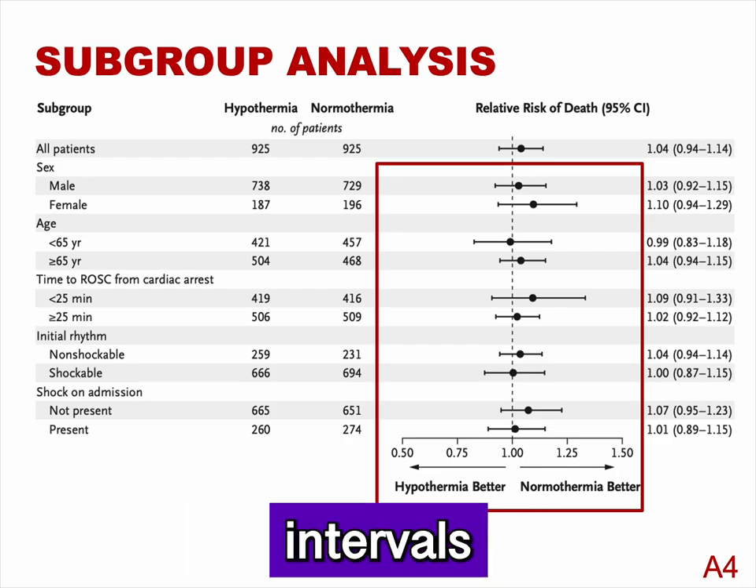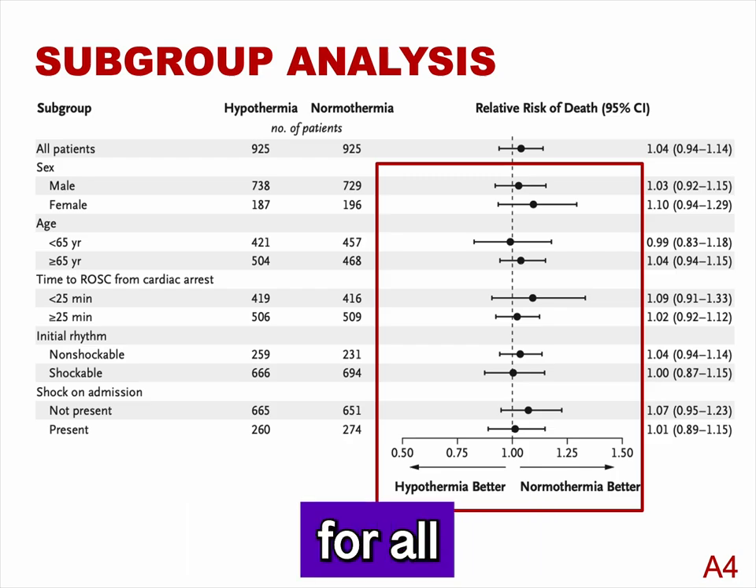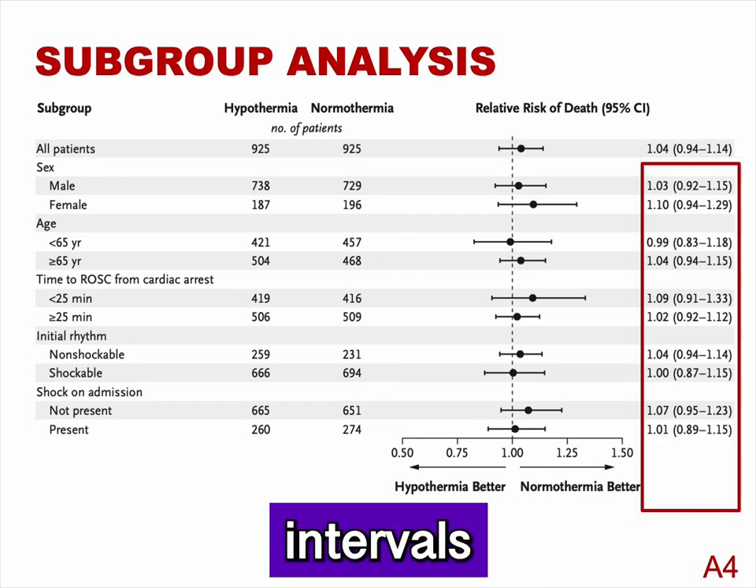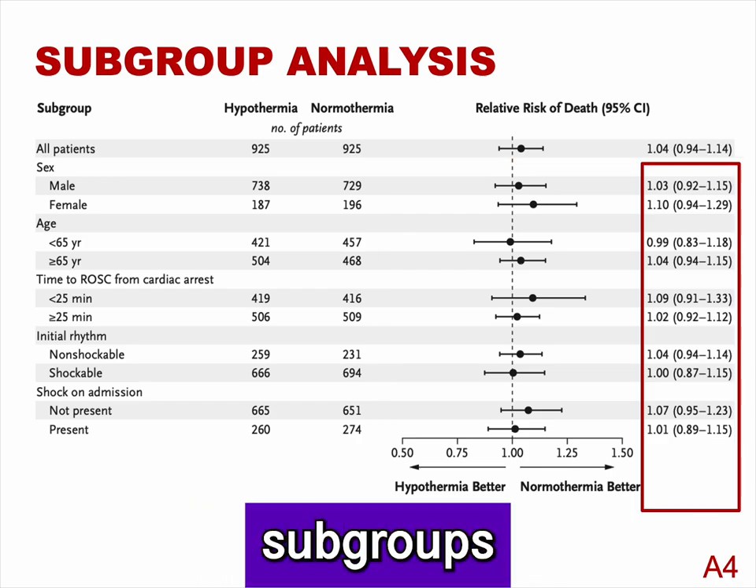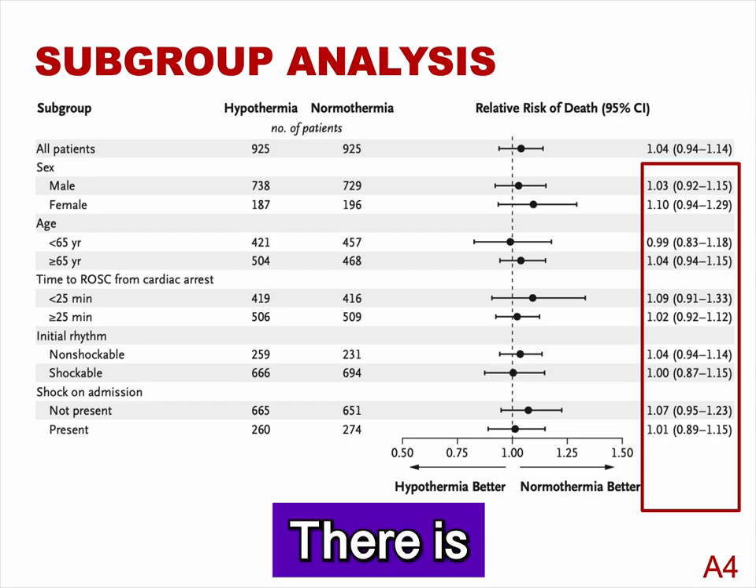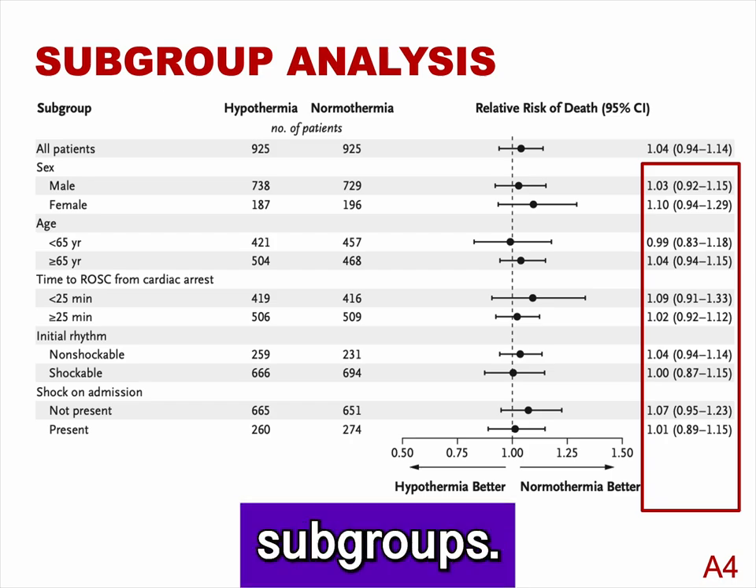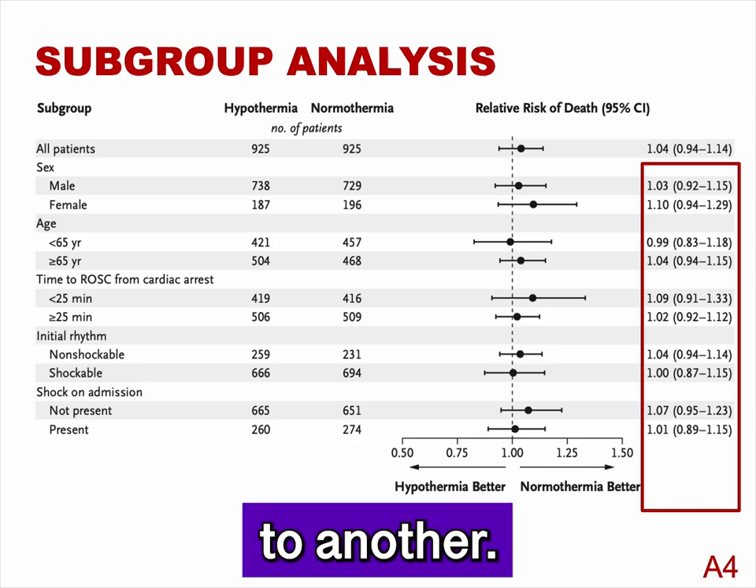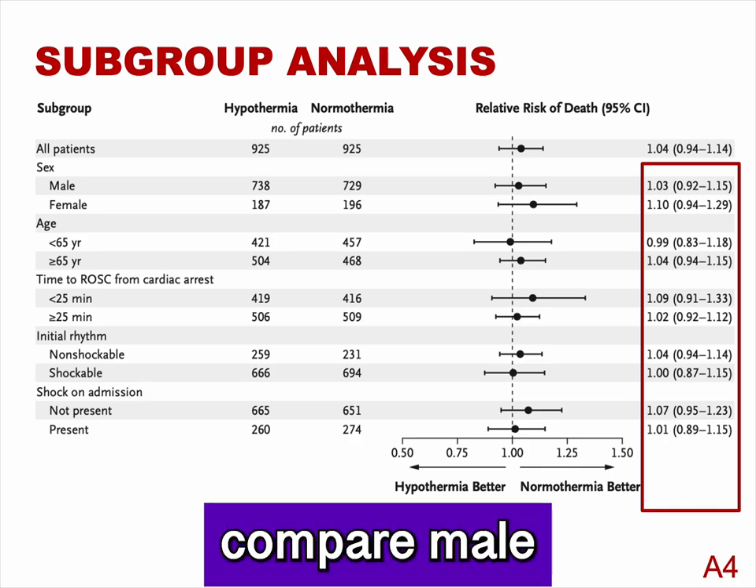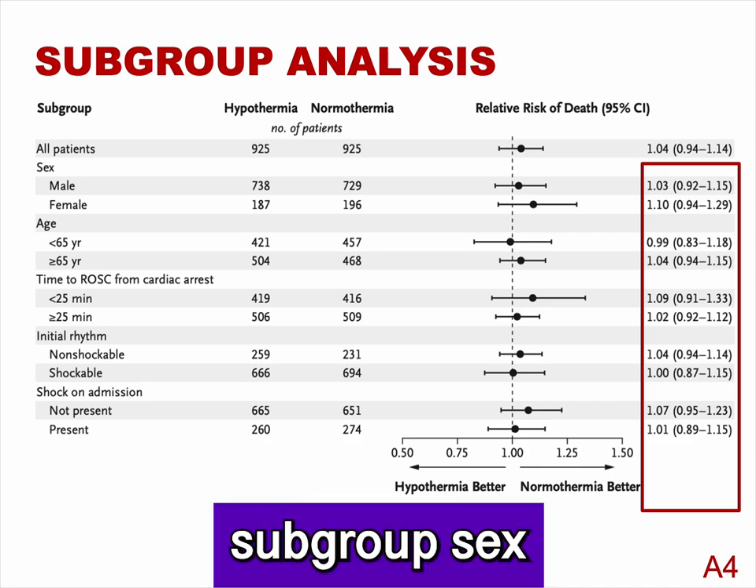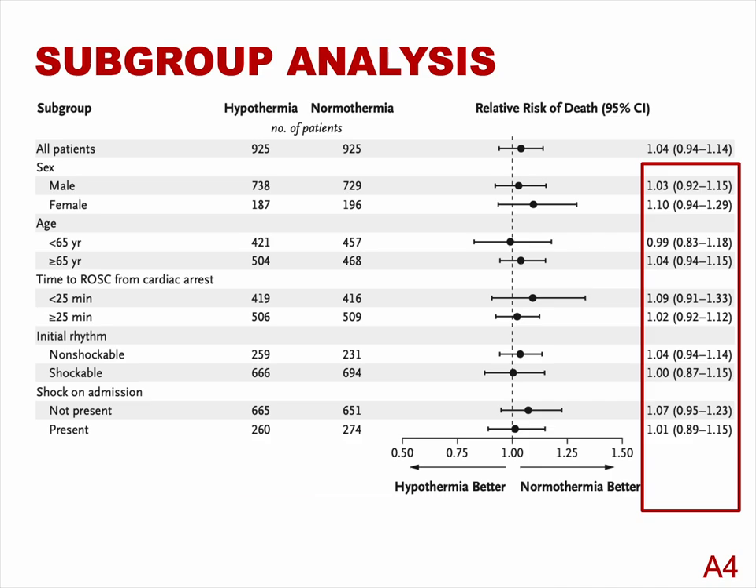The confidence intervals for the relative risk for all subgroups cross the y-axis of no difference at a relative risk of 1. Additionally, the confidence intervals for the relative risk for all subgroups cross 1. There was no statistically significant difference in the study outcome by any of the subgroups. Notice that this does not directly compare one subgroup category to another. For example, this does not compare male and female categories of the subgroup sex with the outcome to each other.